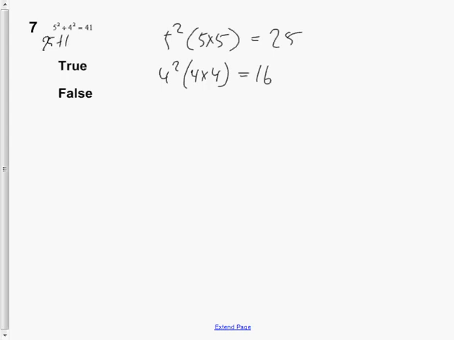Question 7, you're given the squares of two numbers and asked if it's true. So 5 squared plus 4 squared equals 41. Well, when you square a number, it means multiplying it by itself. So 5 squared is 25. 4 squared is 4 multiplied by itself, which is 16. So it is 25 plus 16, and 25 plus 16 is 41. So that is a true statement.